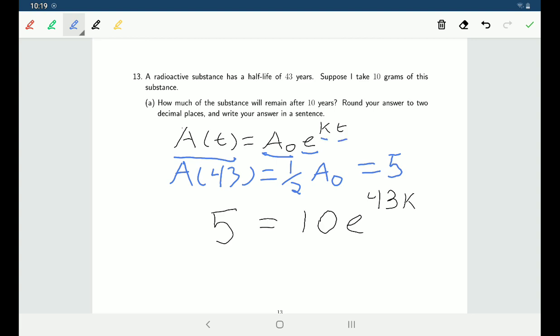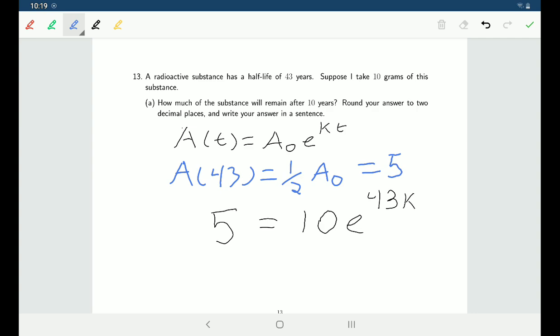K is my growth constant, and T is my time being measured in whatever units I feel like using. So if I start off thinking about time being measured in weeks, then time is always going to need to be measured in weeks. Or if I think about time being measured in years, then for the rest of the question, time will be measured in years.